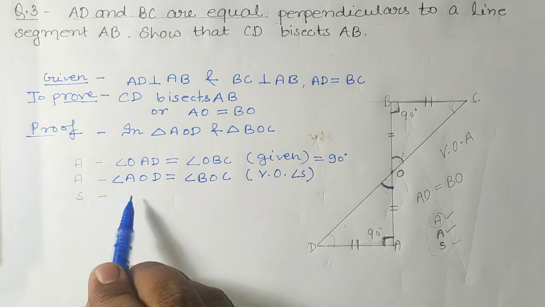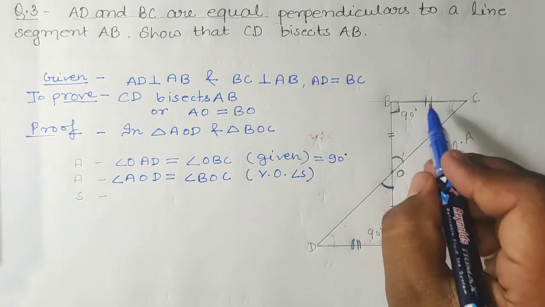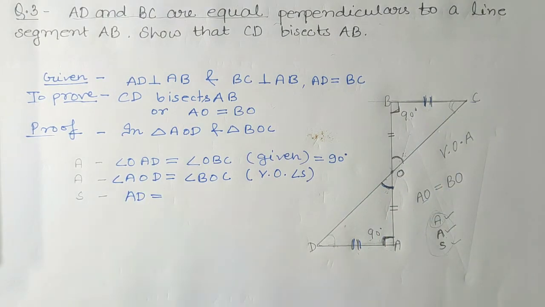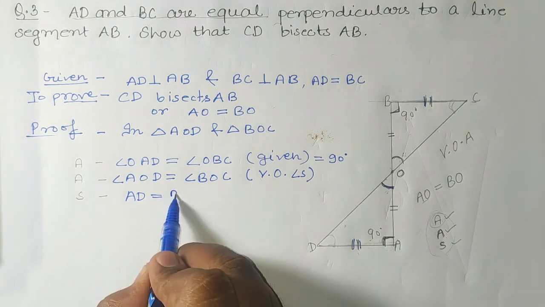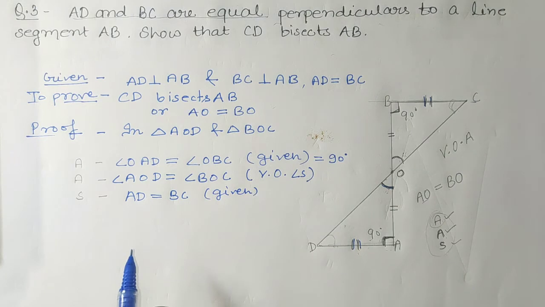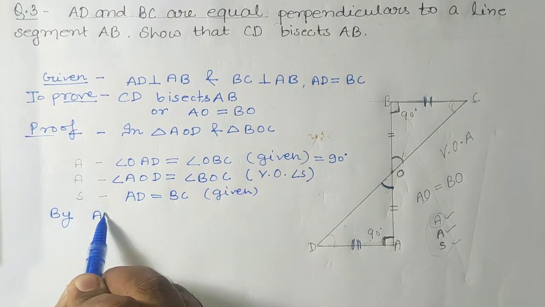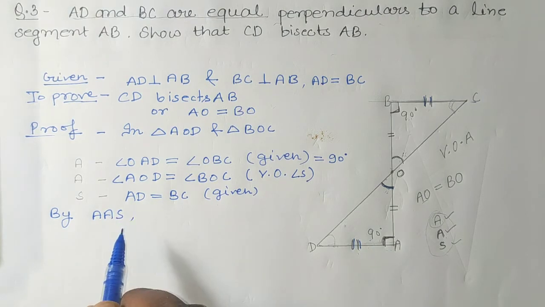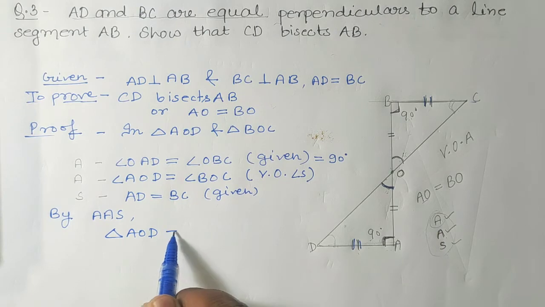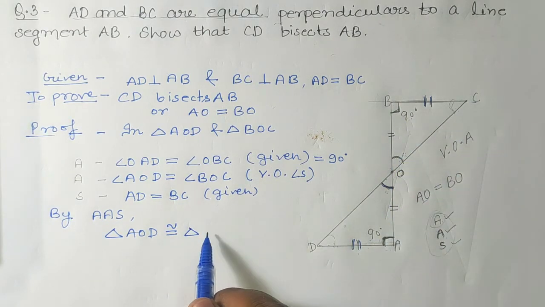And the third one is side. So which side is given, students? Side AD is equal to BC, it is given. So AD is equal to BC is given. Okay, so we can say easily that by angle side, triangle AOD is congruent to triangle BOC.